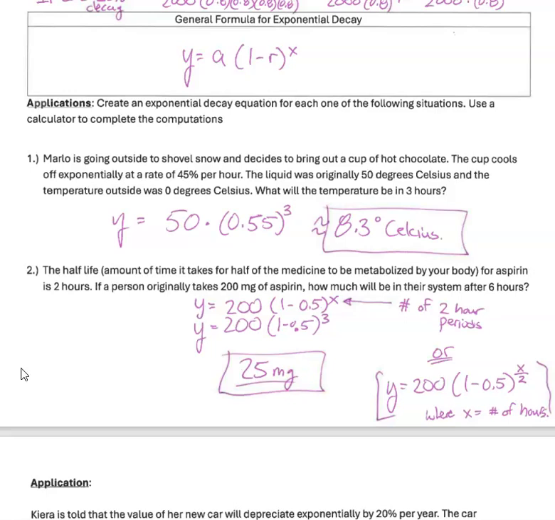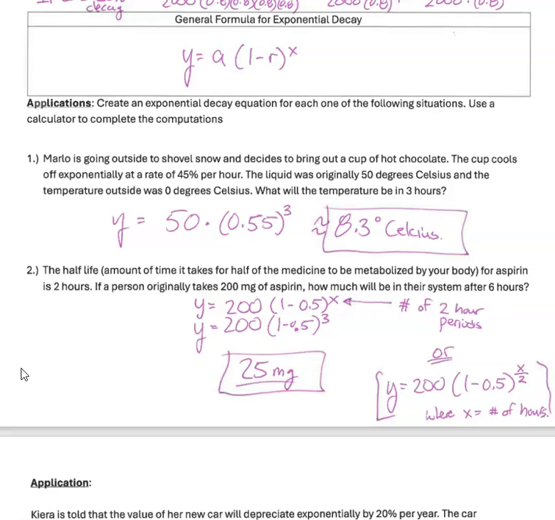So a lot of kids were used to saying, oh, 6 hours, let's just substitute in 6. But the number of times it's halved, if it's every 2 hours for 6 hours, is only 3 times. So it's going to be raised to the third power. When you put this into your calculator and crank through it, you find out that there'll be 25 milligrams left.